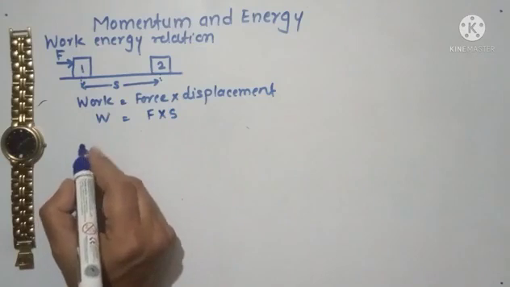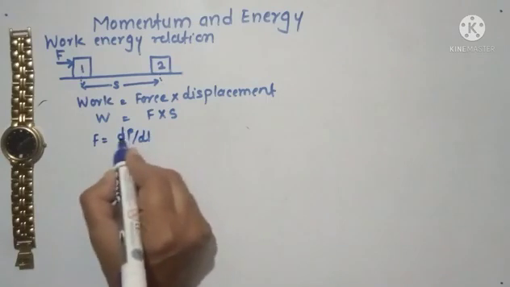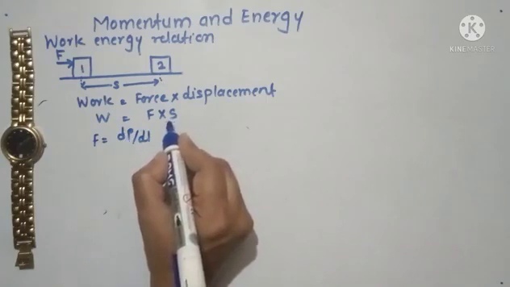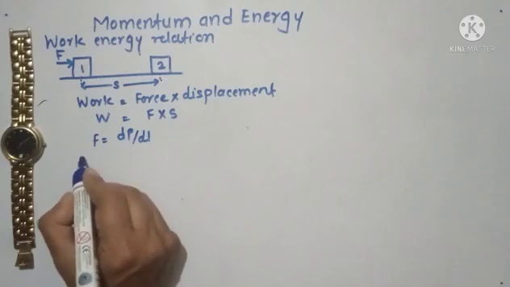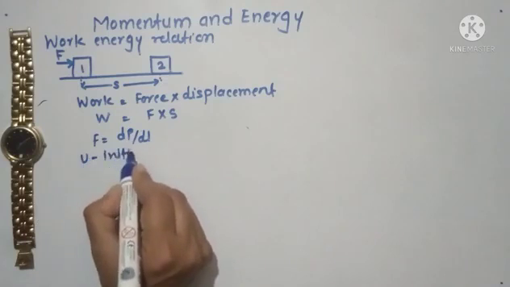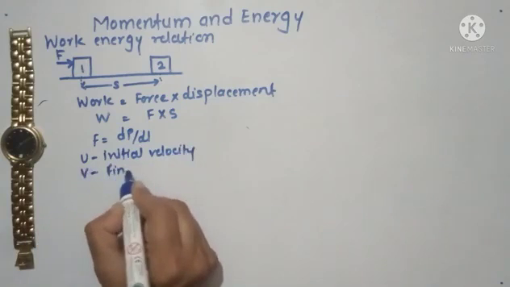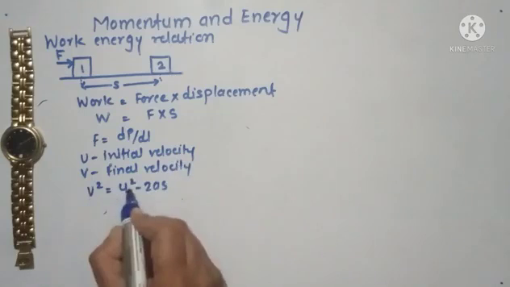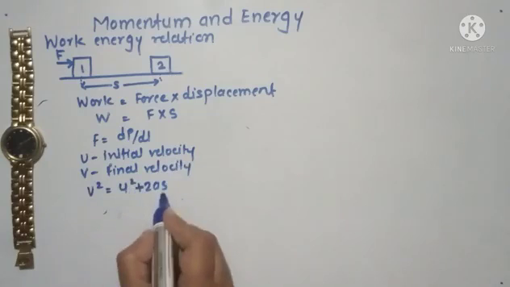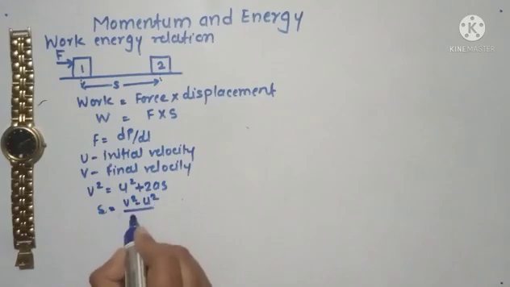Now according to Newton's second law, we know that F is equal to dp upon dt, which we have seen in the last lecture. And according to the kinematic equations, we also know that, suppose u is the initial velocity and v is the final velocity, we can write v square is equal to u square plus 2as. From this equation I can find the expression for s. So I can write s is equal to v square minus u square upon 2a.